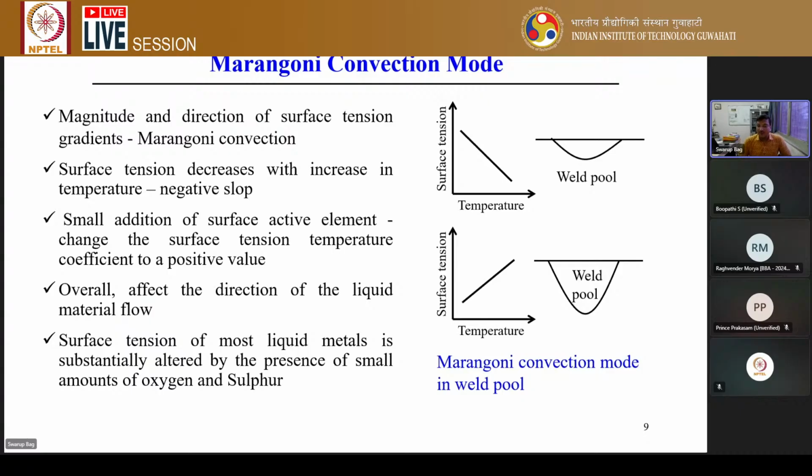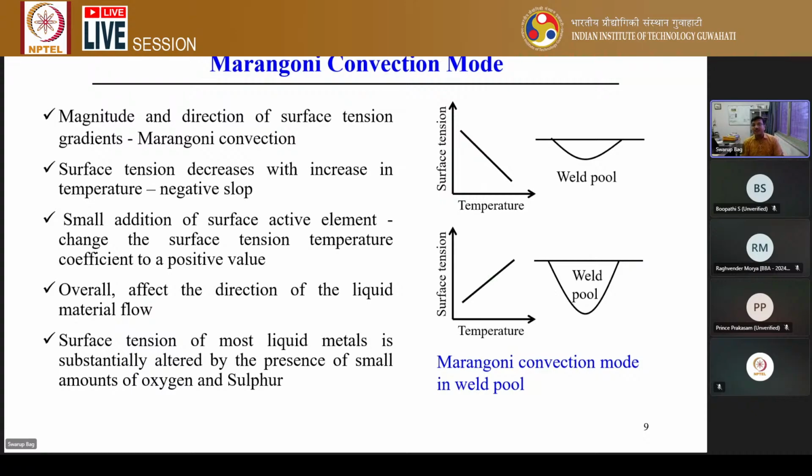And then when there is a change in the surface tension gradient, if you look at the right hand side, the fluid flow occurs in the anti-clockwise direction. So with respect to the center, the liquid will try to flow from the periphery towards the center. When this kind of pattern is there, it will try to increase the weld depth but decrease the weld width. So I mean to say that simply by adding some surface active elements, a very small quantity of oxygen and sulfur can change the weld pool pattern.